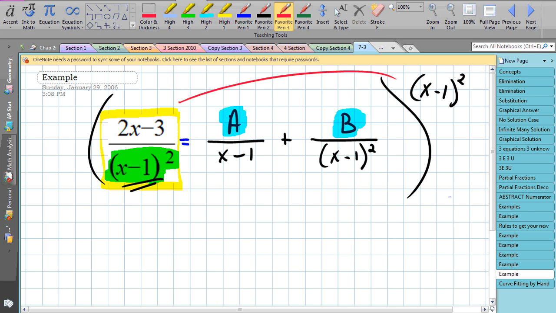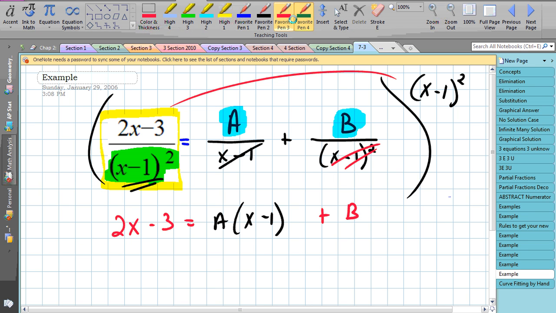When we do that, over here, they're going to cancel. That's good news. All that's left is 2x minus 3. And over here, one of these copies of x minus 1 is going to cancel. What's left? A times the remaining copy. And then over here, notice both copies are going to cancel. What's left is B.